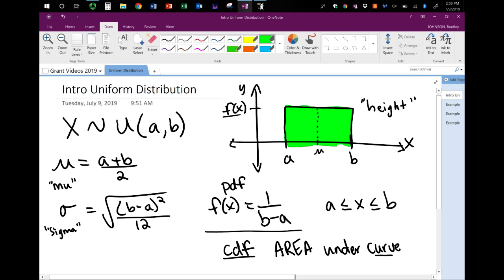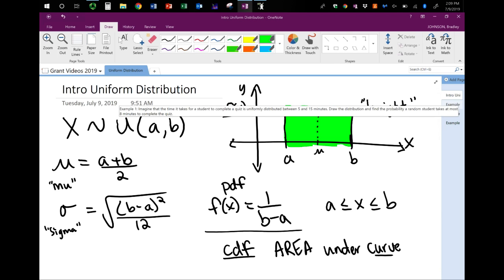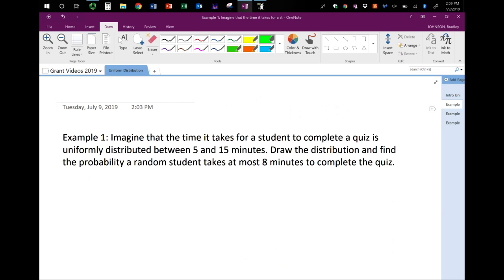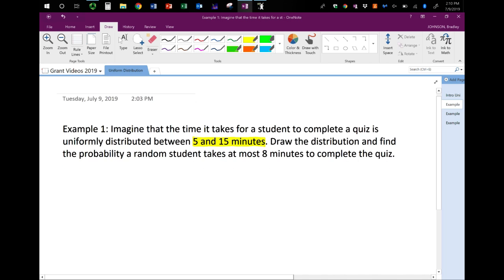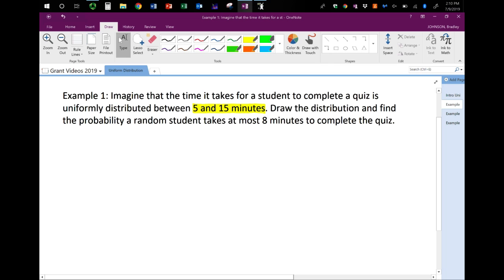All right, so let's work on an example to put some of these formulas to use. Okay, so imagine that the time it takes for a student to complete a quiz is uniformly distributed between 5 and 15 minutes. We want to draw the distribution and find the probability a random student takes at most 8 minutes to complete the quiz. Okay, so I highlighted a couple important things. First, let's draw the distribution though.